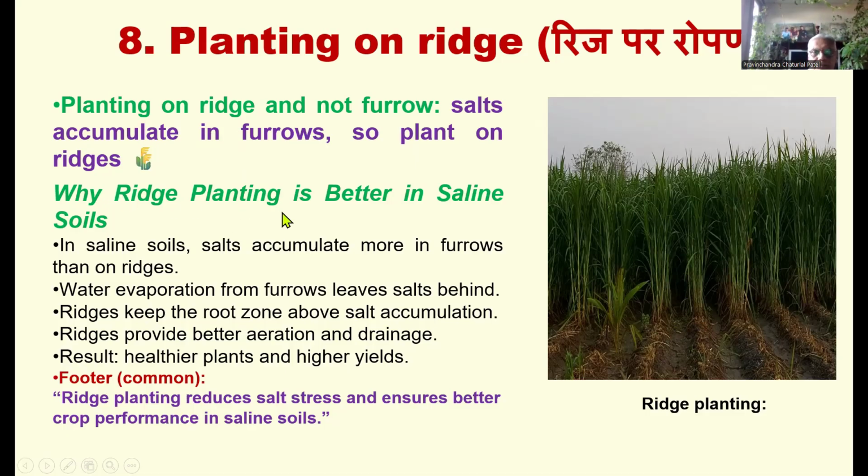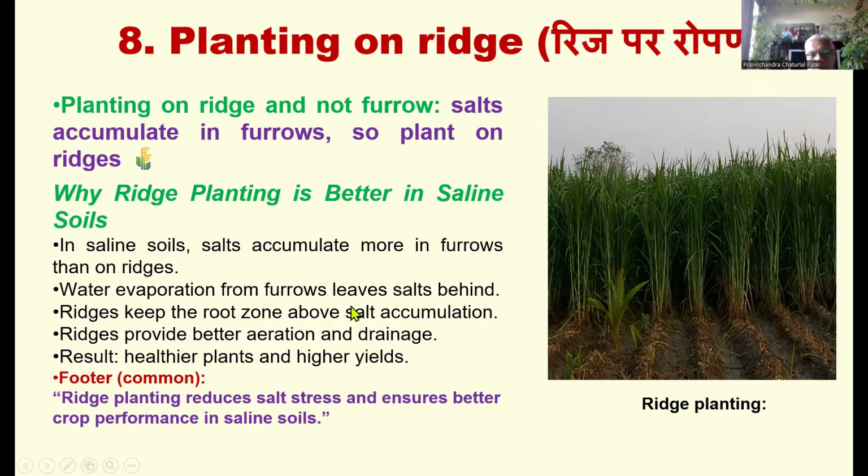Why is ridge planting better in saline soil? In saline soil, salt accumulates more in the furrow than on the ridges. So here in the furrow, salt accumulates more as compared to the ridge. That is why we should plant the Napier grass or other grasses or other crops on a ridge and not in the furrow, because there is more salt accumulation and poor growth of the crop.